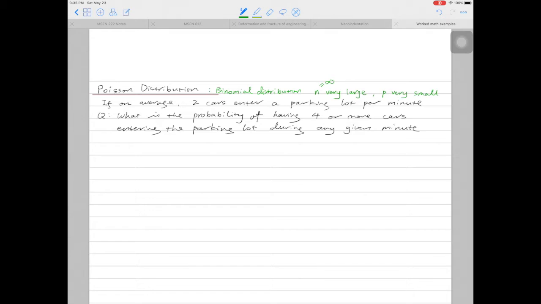In the example, it says if on average 2 cars enter a parking lot per minute, the question is, what is the probability of having 4 or more cars entering the parking lot during any given minute?